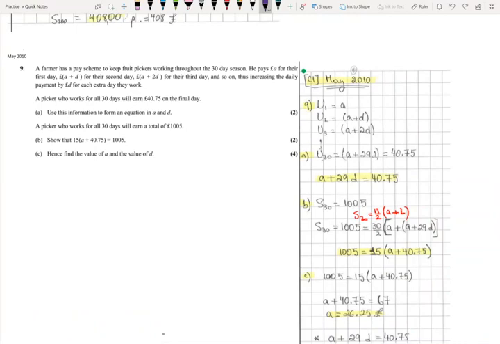A second exercise, which is from the past paper May 2010, starts with: a farmer has a pay scheme to keep fruit pickers working throughout the 30-day season. He pays £8 for their first day, then A plus D for the second day, then A plus 2D for their third day, and so on, thus increasing the daily payment by D for each extra day they work. A picker who works for all 30 days will earn £40.75 on the final day. Use this information to form an equation in A and D.